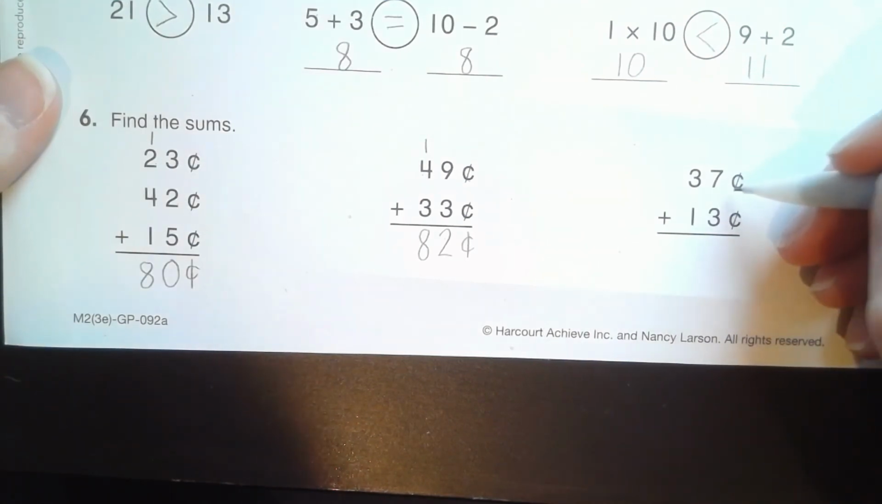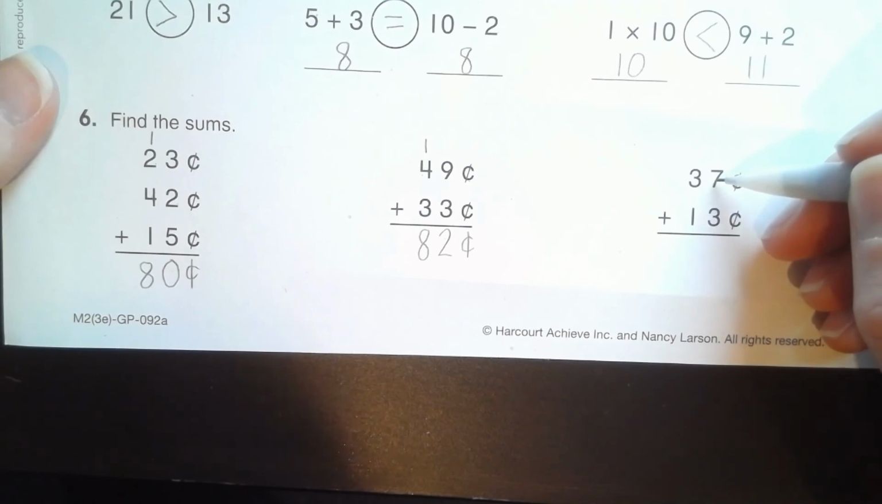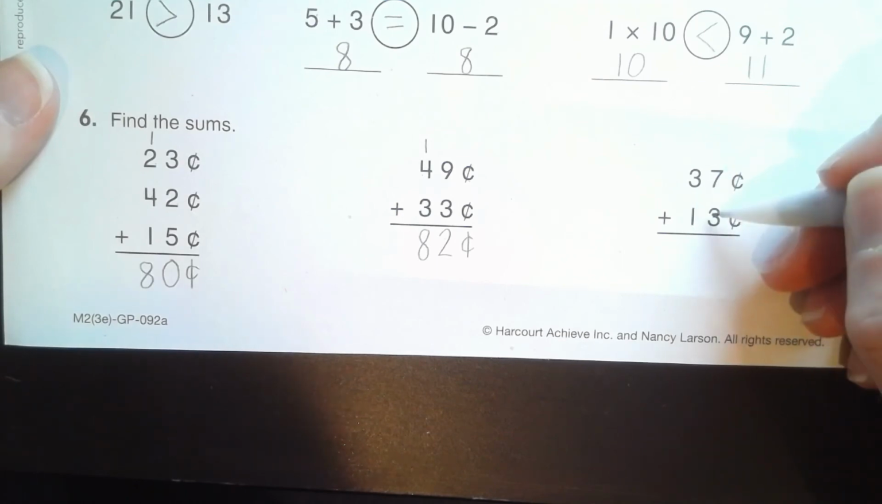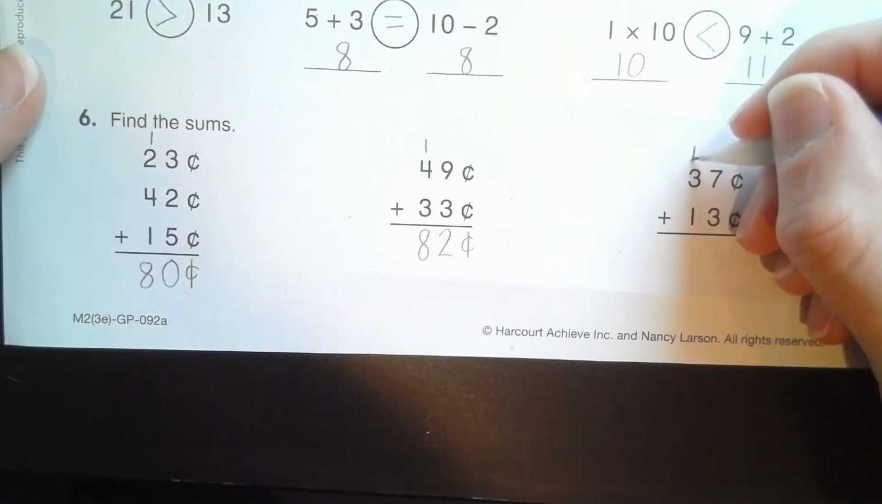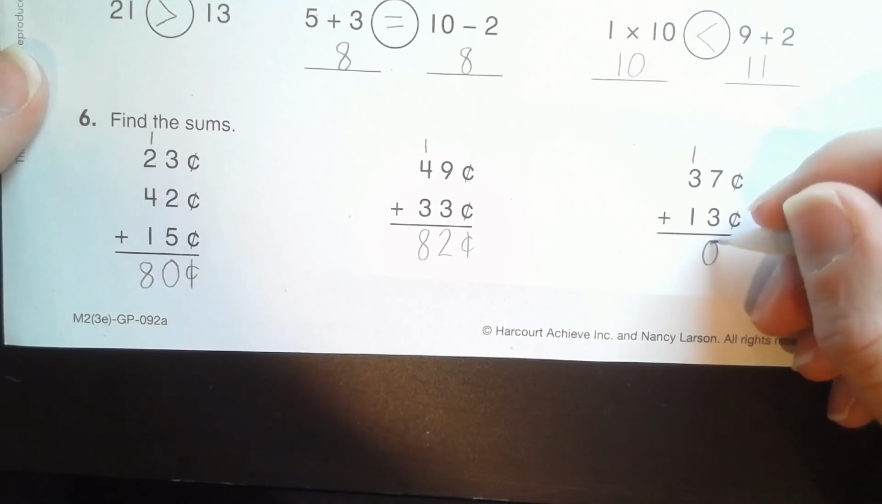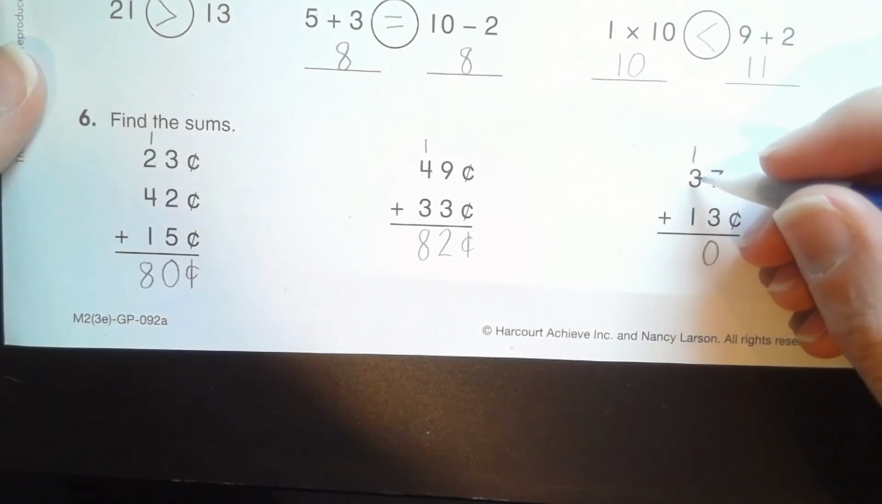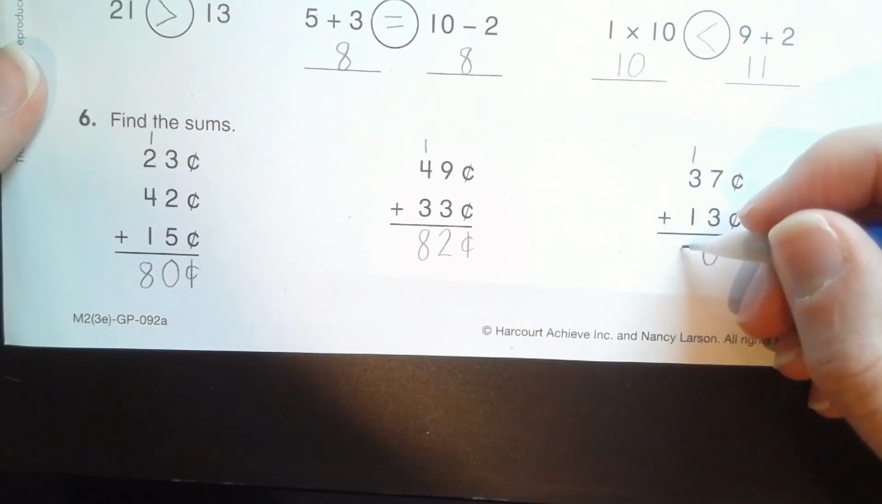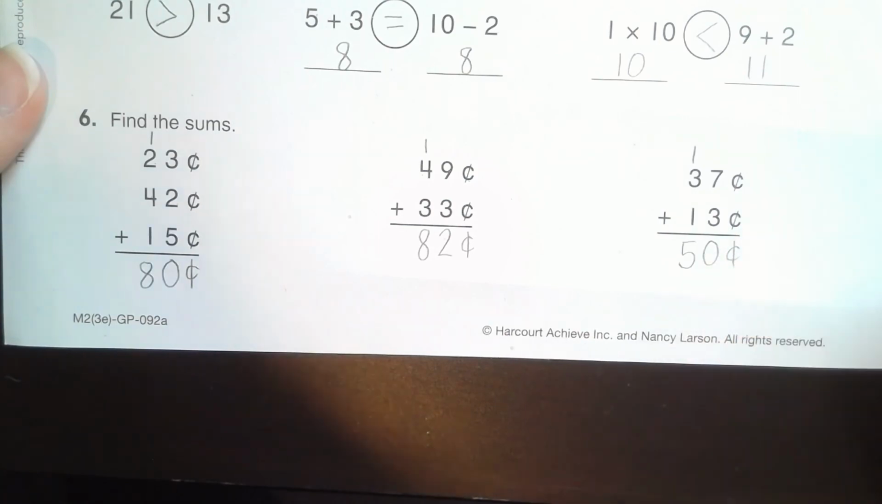And finally, this last one, we have 37 cents plus 13 cents. Start with the ones column. 7, 8, 9, 10. I can't put 10 down here, so I have to split it. A 10 is 1 10 and 0 ones. And then we go to the tens column, we say 3, 4, 5. So the answer is 50 cents.